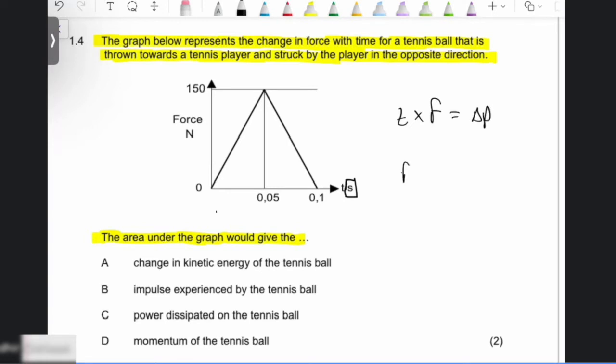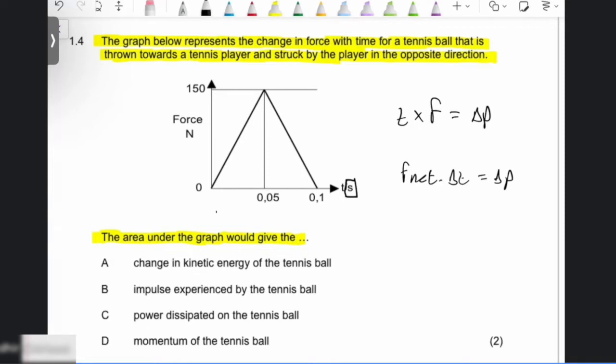Right? We know that F net times the time is equal to the impulse. So here, what is our actual impulse? Do they give us impulse as an option? Let me just see. Yes, B. Impulse experienced by the tennis ball. Now, I think it was three of you guys who sent me something similar previously, and I answered it the same way.